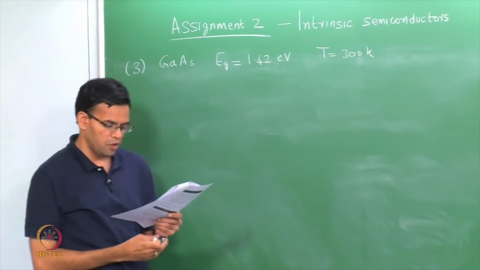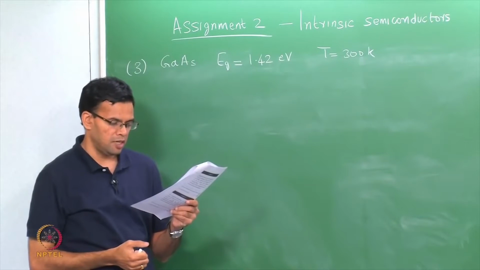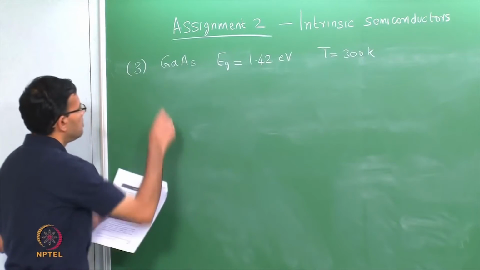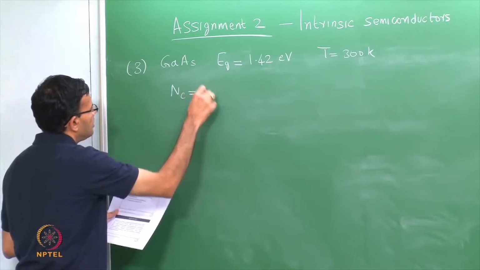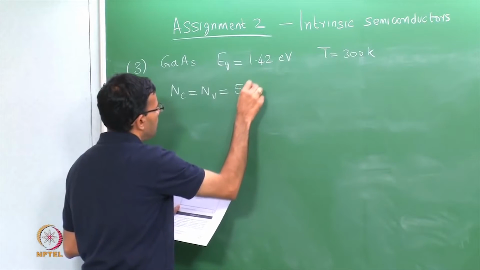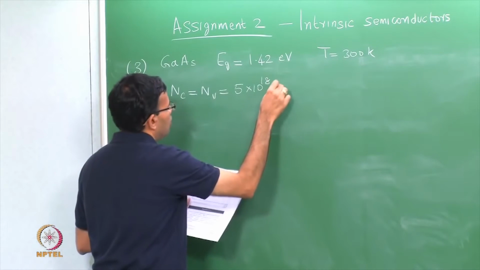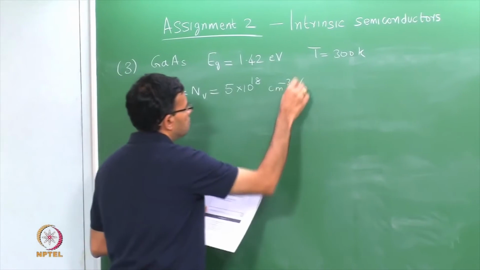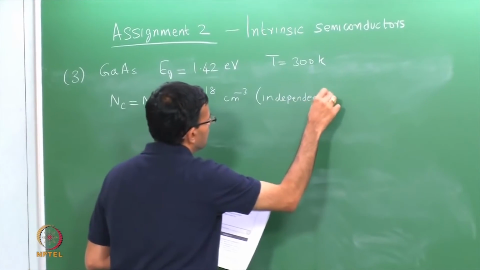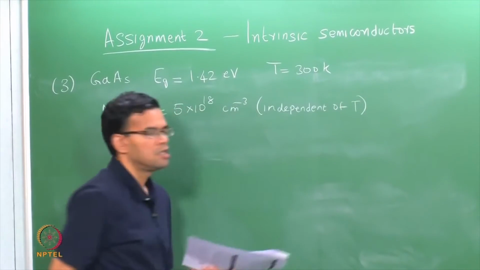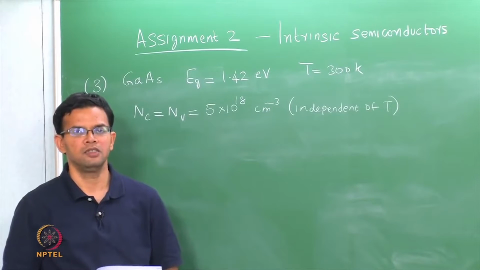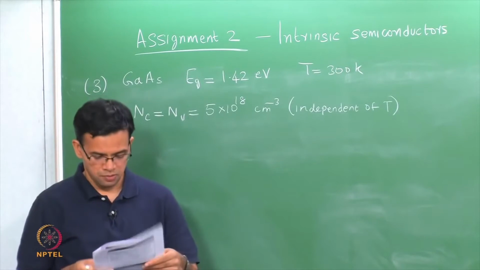Take Nc equal to Nv equal to 5 times 10 to the 18 per centimeter cube and also independent of temperature. So, the Nc and Nv values are given, and just for this question we are assuming that both are the same and that they are also independent of temperature. Strictly speaking, this is not true, but as you see for this particular question, this is a very valid assumption.